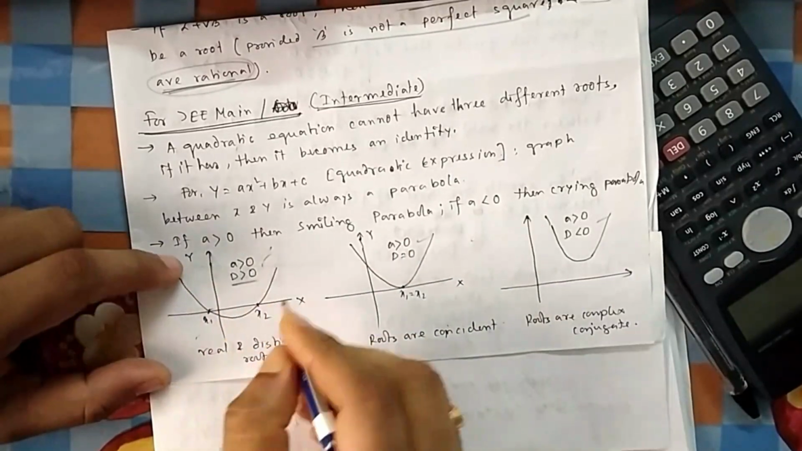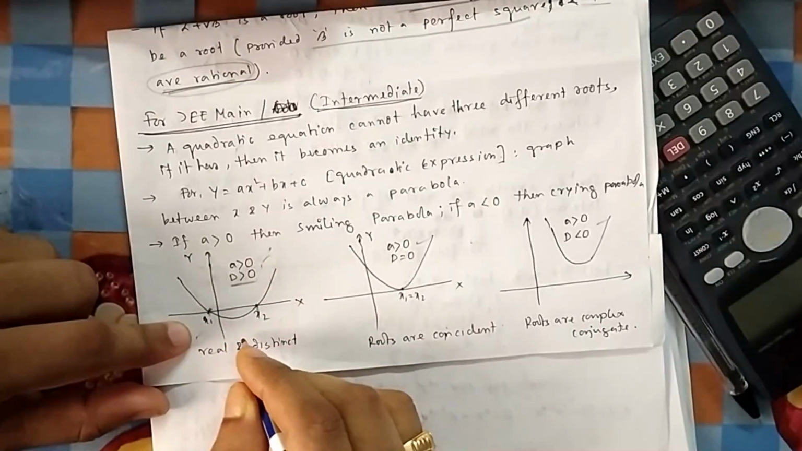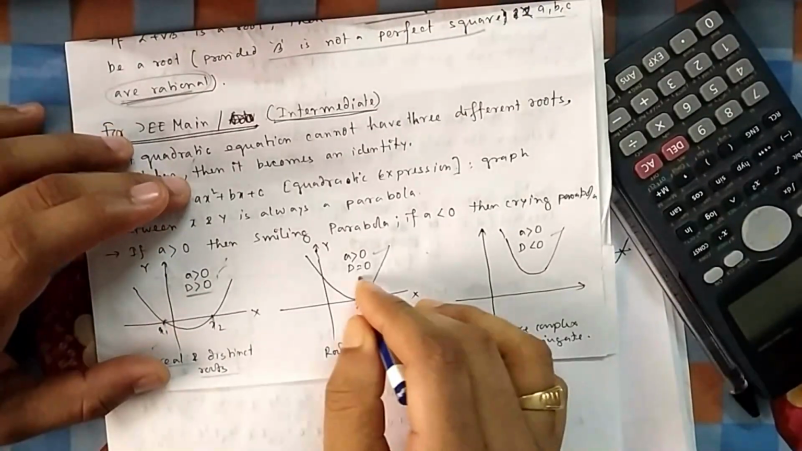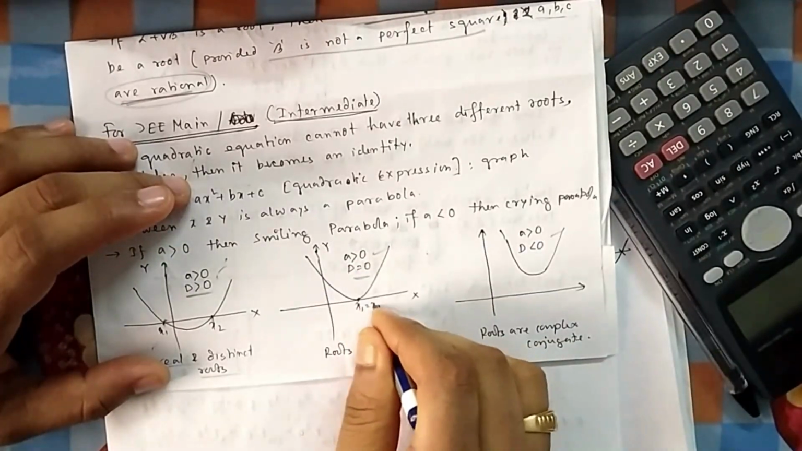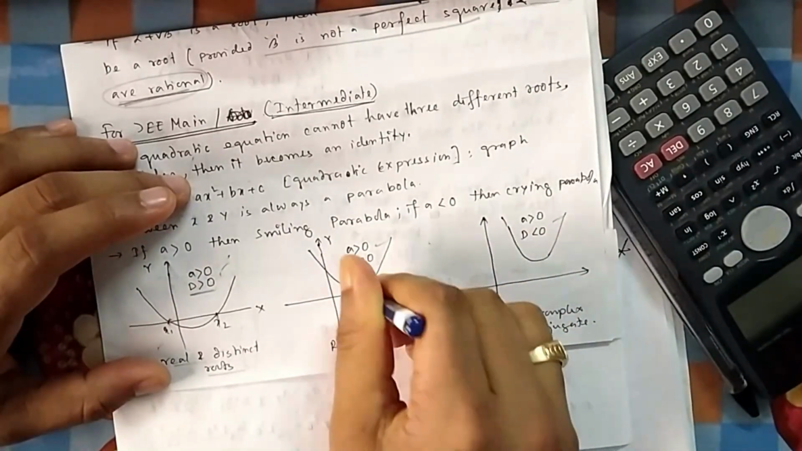Now here d is greater than 0. You have seen yesterday in the last class, if d is greater than 0, then it has two roots, so it will cut the x-axis at 2 different points. So real and distinct roots. If d is equal to 0, then both the roots are coincident, the same root, equal roots. Here x1 is equal to x2. The roots are real and equal. Both the roots are at the same point, so it will touch at only one point.